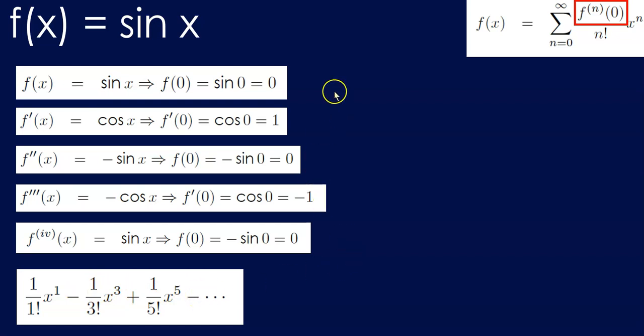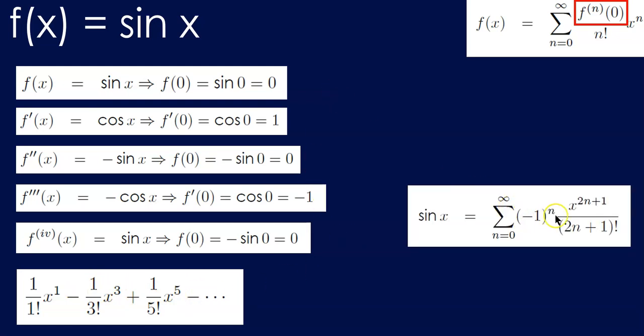So the formula we use is negative 1 to the n. That makes sure it alternates. But we only want the odd powers. And the standard way to write an odd number in mathematics is 2n plus 1. So if n equals 0, we get x to the 1 over 1 factorial times a positive 1.